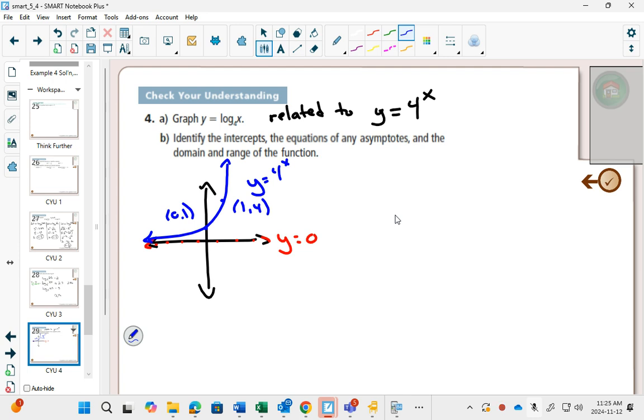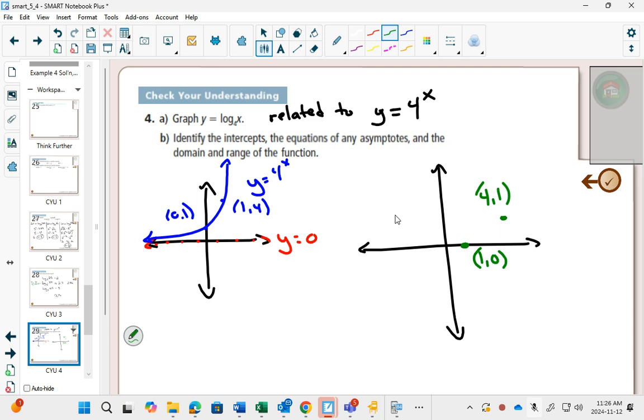This is the shape of any exponential graph. And if you know the shape of any exponential graph, since logs and exponents are inverses of each other, all we would have to do is switch the x and the y. So instead of (0, 1), we would have (1, 0). And instead of (1, 4), we would have (4, 1). And instead of an asymptote at y equals 0, remember inverses switch x and y, so if I switch the x and the y, then I would get x equals 0, which would be a vertical asymptote.